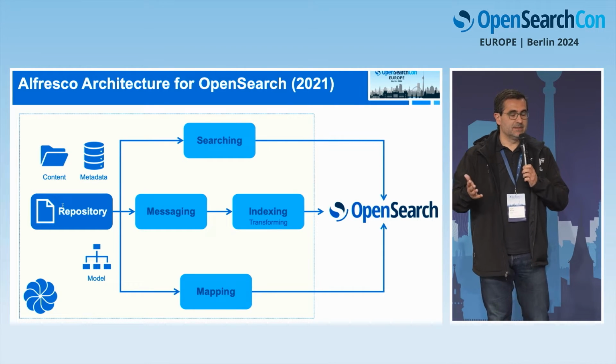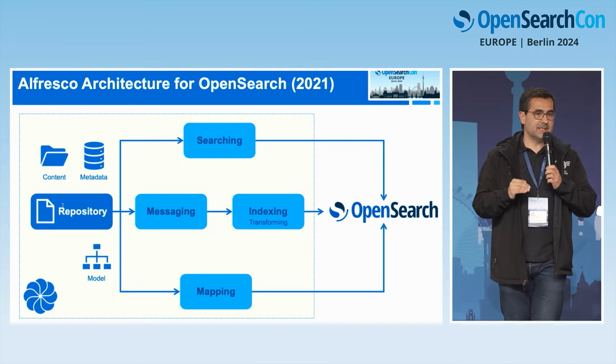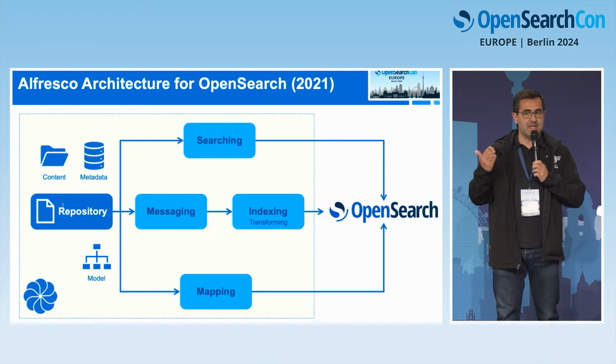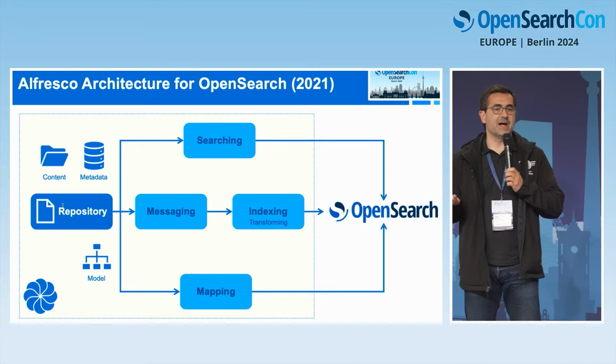And the main problem comes with the transforming. You see that transforming before the indexing. So we are able to index properties, metadata, values very fast.